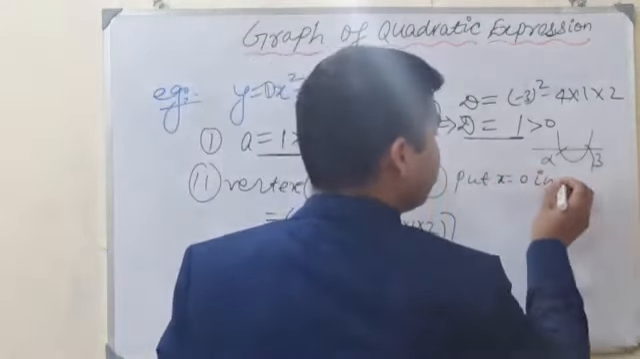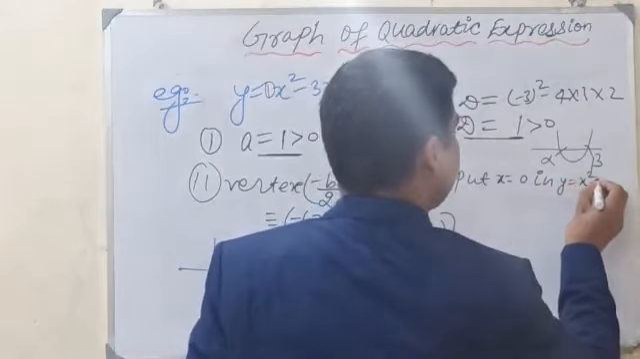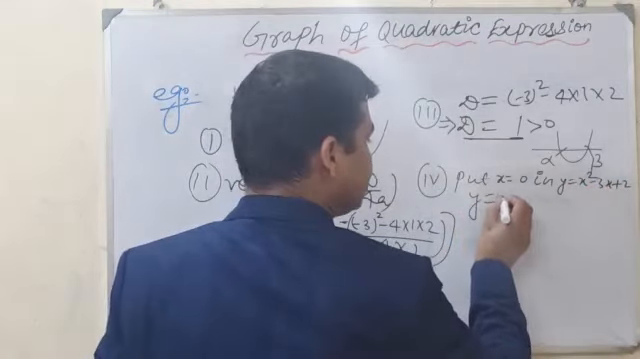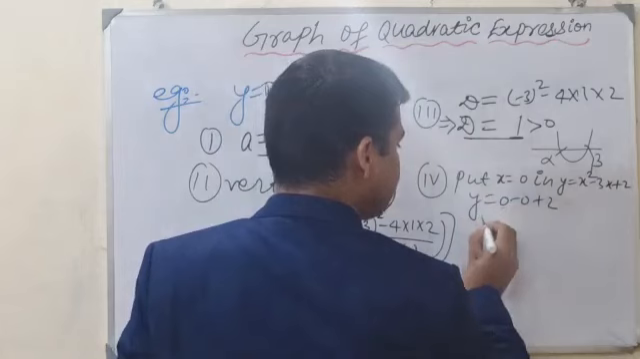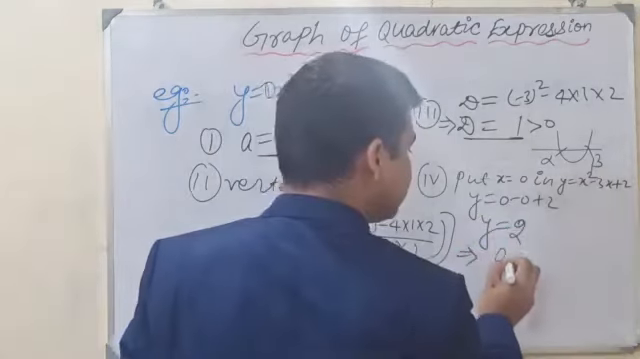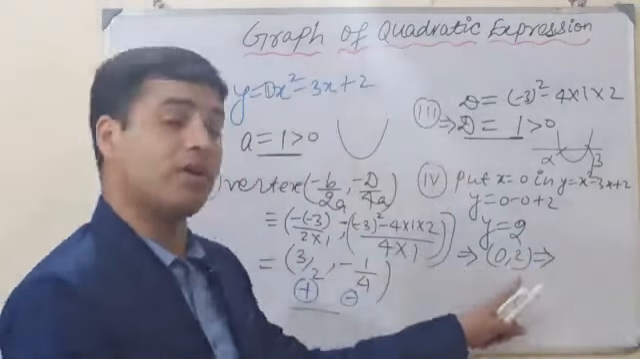Now the fourth point, put x equals 0 in the given expression, y equals x square minus 3x plus 2. If you put it here, what will you get? 0 minus 0 plus 2, so you get y equals 2. Okay, so what are we getting finally? We are getting 0 comma 2. 0 comma 2 means it lies above the x-axis, on the y-axis.